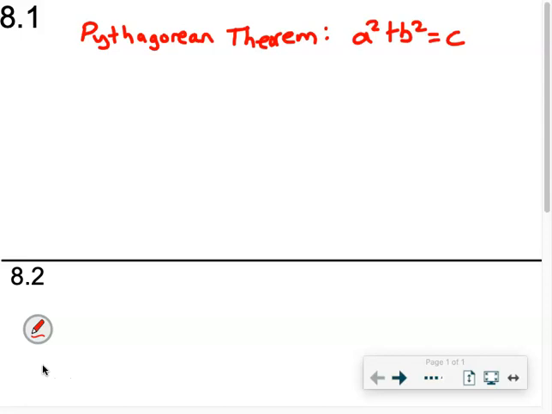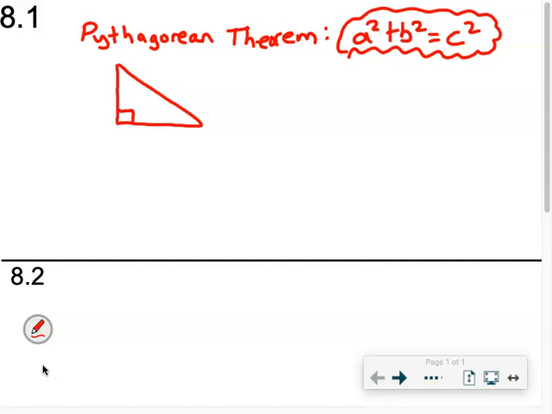So 8.1 was all about the Pythagorean Theorem. What we said about the Pythagorean Theorem was that it was a squared plus b squared equals c squared. That's what the theorem is. If you have a right triangle, a and b have to be the legs, and c has to be the hypotenuse. So you always have the hypotenuse as c, and then the other two are legs. This is a leg, and this is a leg.